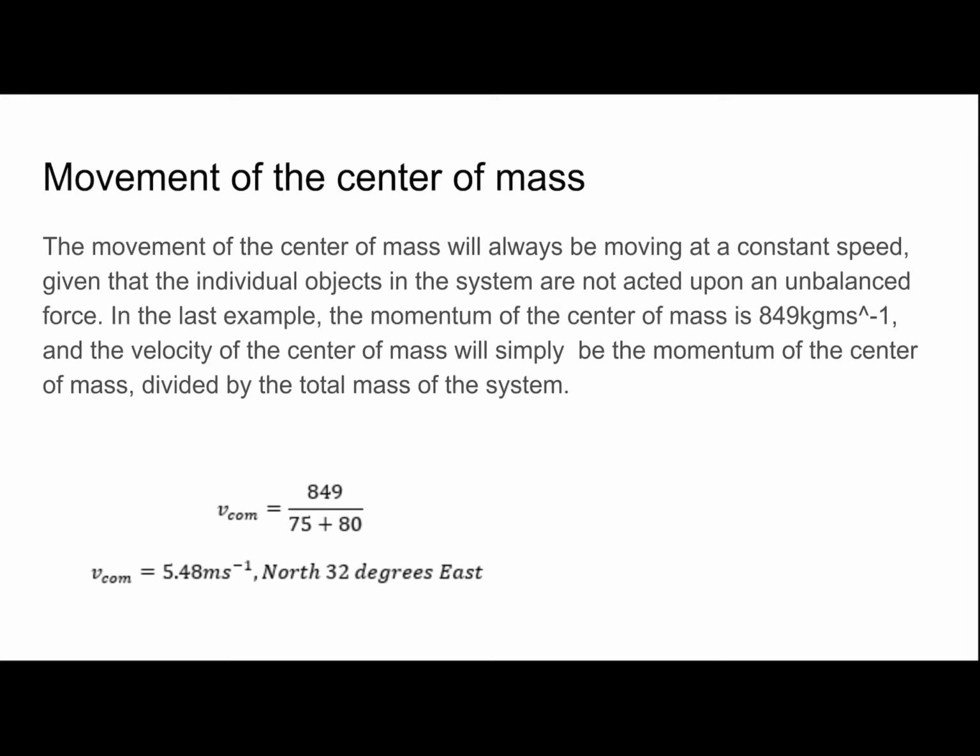So in this case, we try to find the VCOM for our previous question. That will simply be 849 kilograms meters per second divided by the total mass of the system, which is 75 plus 80. That should give us an answer of 5.48 meters per second, and that's the same direction as the momentum because momentum is a vector quantity. So that will be north 32 degrees east. The velocity of the center of mass will be constant as long as there are no external unbalanced forces on the individual components in the system.